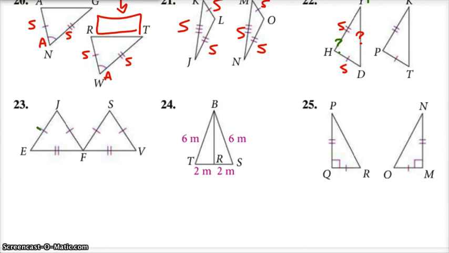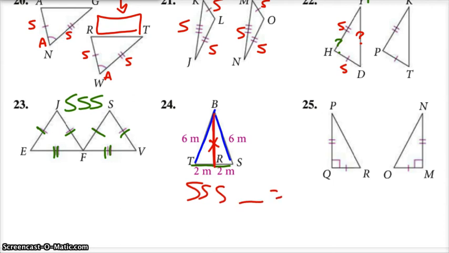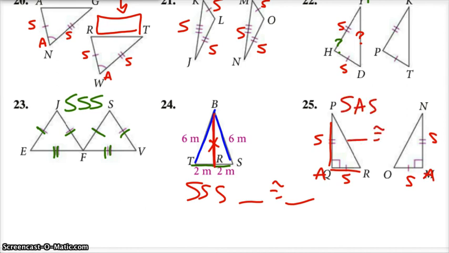For 21, side, side, side, so they're all marked. For 24, I have a side marked congruent. They're both 2. This one gave me numbers instead of markings. And then the 6s, since they're butted up against each other, they share the segment in the middle, so I can assume that's congruent. Side, side, side. You'd be able to make a congruent statement. Lastly, for 25, I've got the double markings on each, the single markings on each, and I have an angle that's created from those that is in between. Side, angle, side, and make your congruent statements.